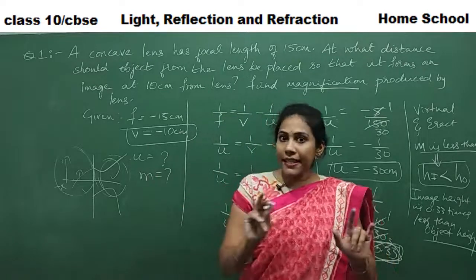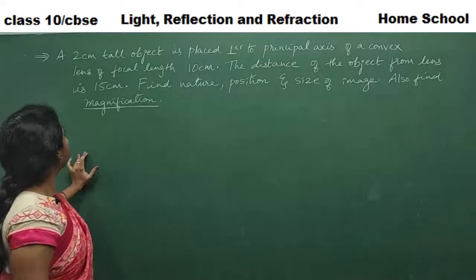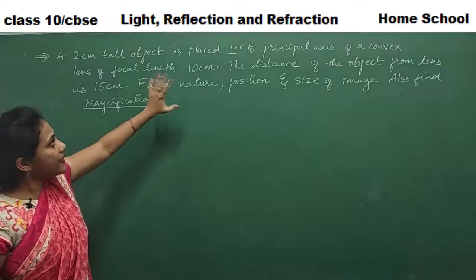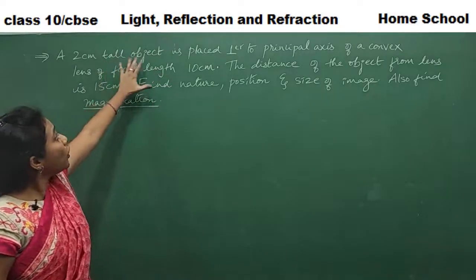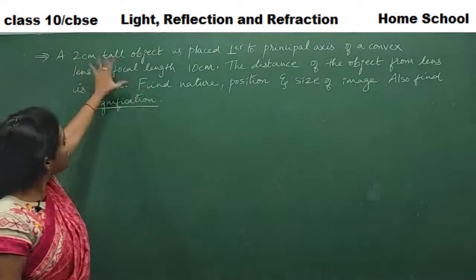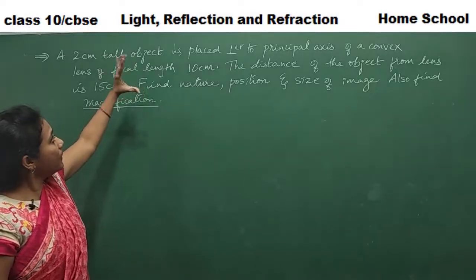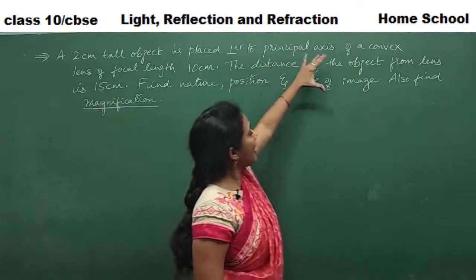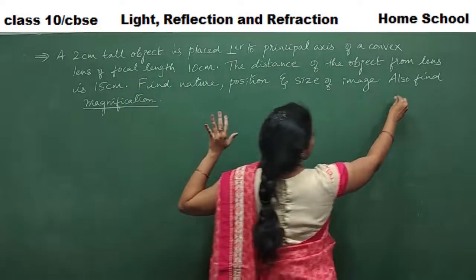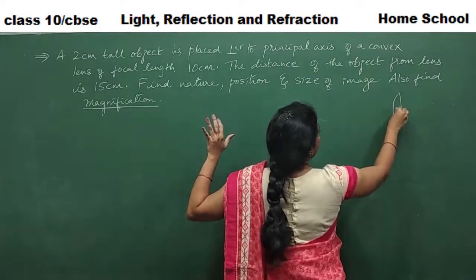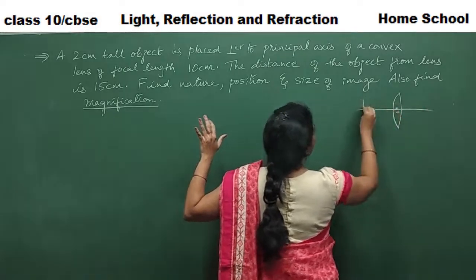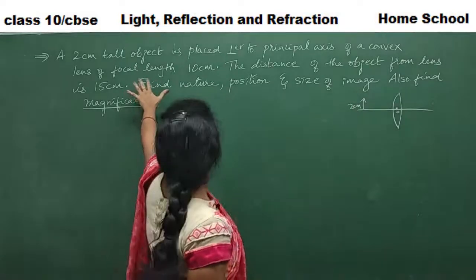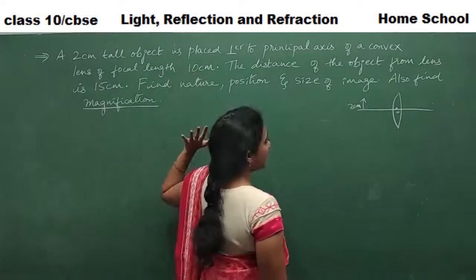So coming to the next problem. Read the question carefully. A 2 centimeter tall object is placed. The height of the object is given: 2 centimeter. So a 2 centimeter tall object is placed perpendicular to the principal axis of a convex lens. You have a convex lens and a 2 centimeter object is placed, of focal length 10 centimeter.